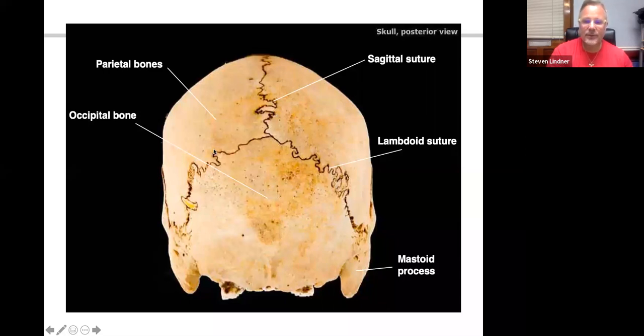Lambdoidal suture. And then here is a mastoid process. You can actually feel it if you find your earlobes and then push just behind it. There's the bump on both sides. Those are the mastoid processes. Significance of the mastoid: a very important muscle attaches here, the sternocleidomastoid, or the SCM muscle. Sterno for sternum, cleido for clavicle, and mastoid for mastoid process: sternocleidomastoid, SCM.